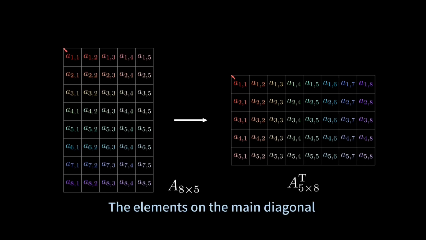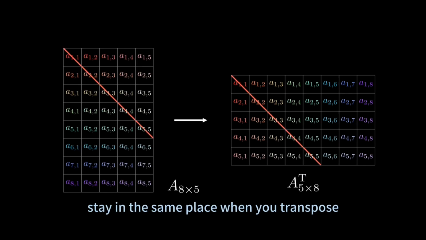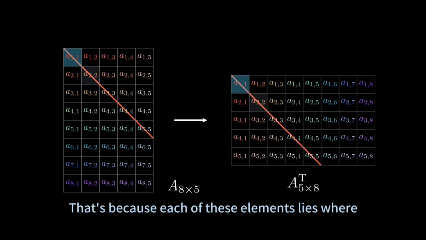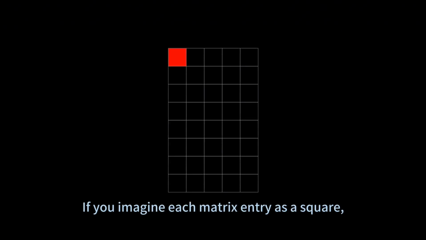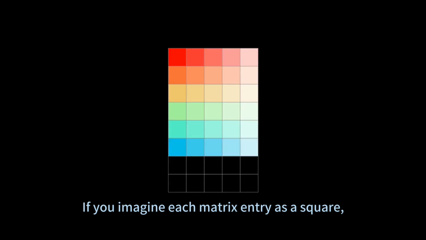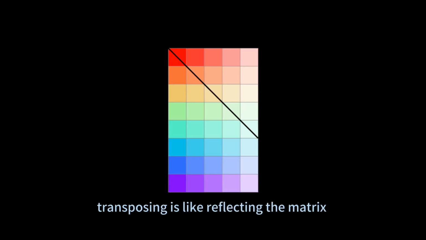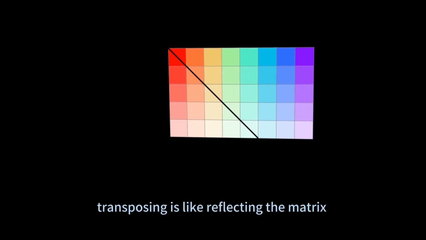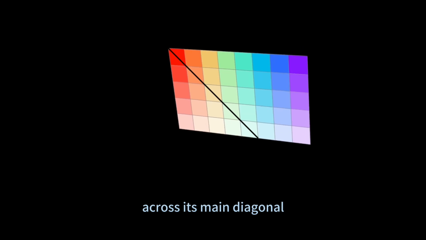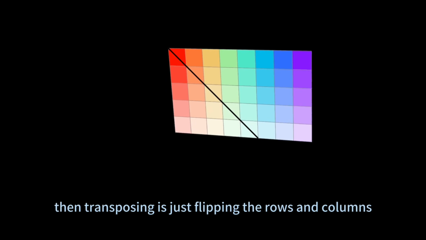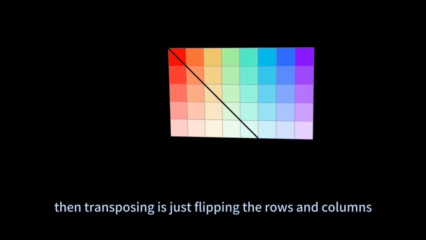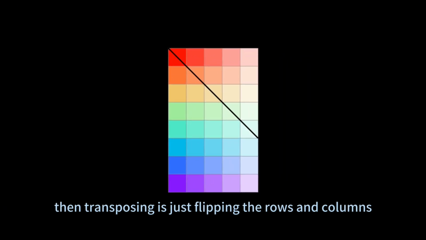The elements on the main diagonal stay in the same place when you transpose. That is because each of these elements lies where the row index equals the column index. If you imagine each matrix entry as a square, transposing is like reflecting the matrix across its main diagonal. If you think of the matrix as a table, then transposing is just flipping the rows and columns.